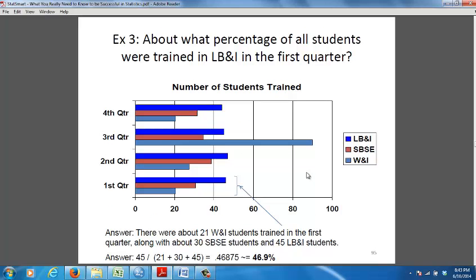Third question, you'd have to look at the actual bars of the first quarter and do a relative comparison as to how many fell into each bin. So there's about 45 for LB&I, about 30 for SB, and about 20 for W&I. When you calculate the total given for LB&I for the quarter and divide by 45, you see about 47% of the people in the first quarter were trained by LB&I.